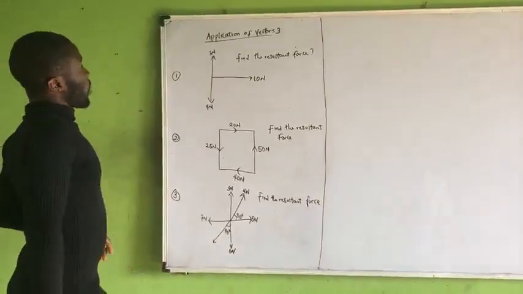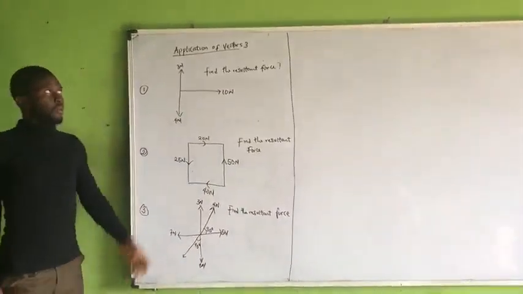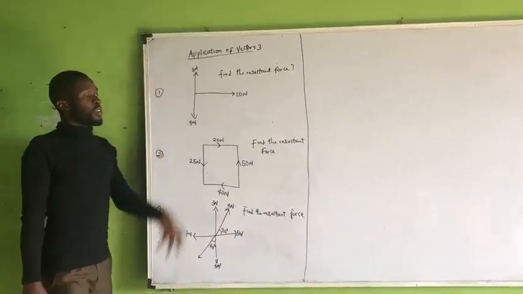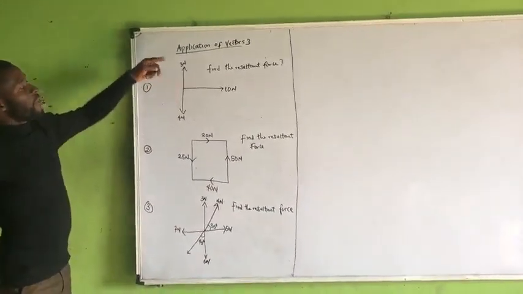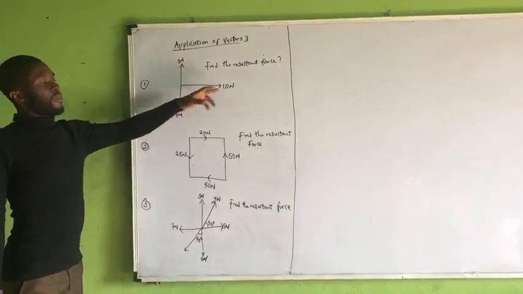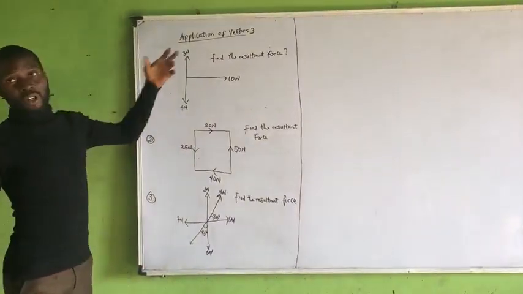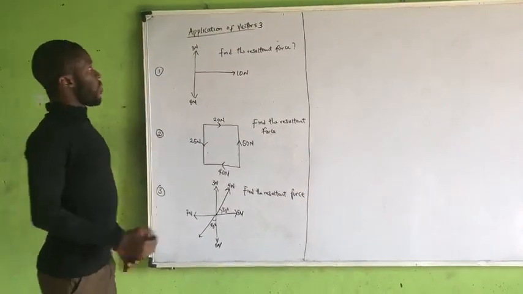Alright, now let's look at another application of vectors. I call it application of vectors 3. Now this is a question. You have 3 Newton here, you have 4 Newton here, you have 10 Newton here. We are told to find the resultant force. What are we going to do?